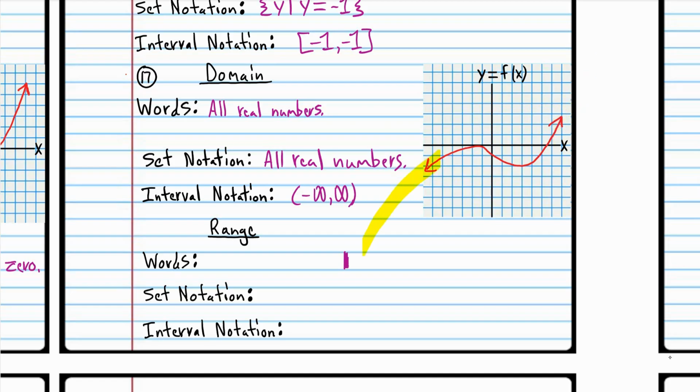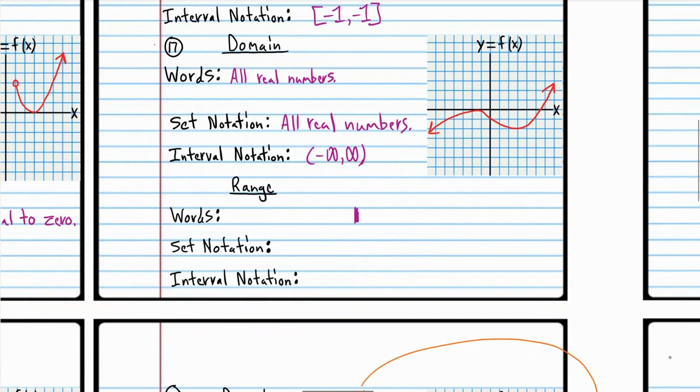Well, this graph is also going down, and over here it's going up, so we assume that it continues to go down, and it continues to go up at the right. So the range, the y values of the graph, can be any real number. And in set notation, of course, we say the same thing, all real numbers. And in interval notation, we again say -infinity to infinity.